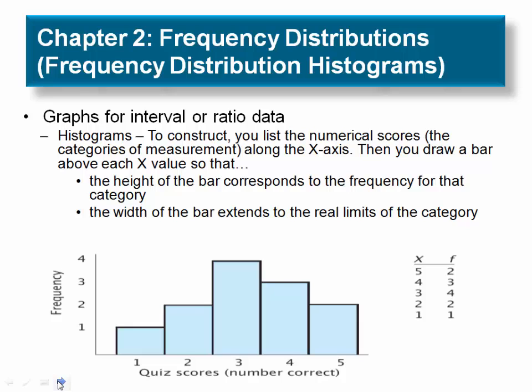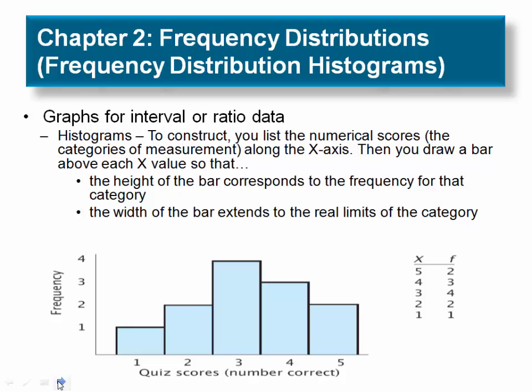This is an example of a frequency distribution histogram. The same set of quiz scores is presented in the frequency distribution table on the right of the slide and in the histogram. A frequency distribution graph is basically a picture showing the information available in a frequency distribution table.